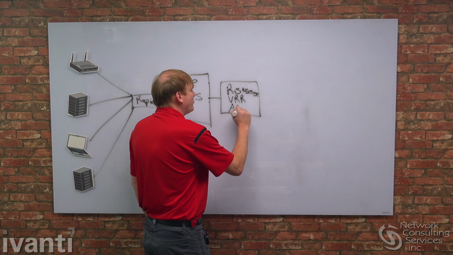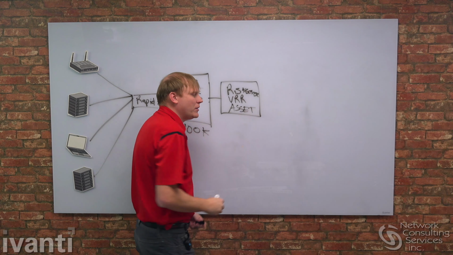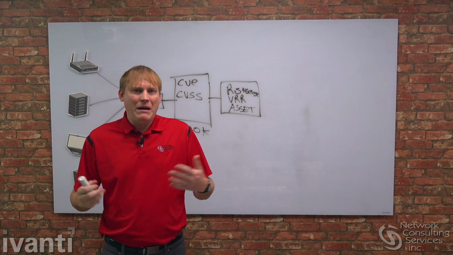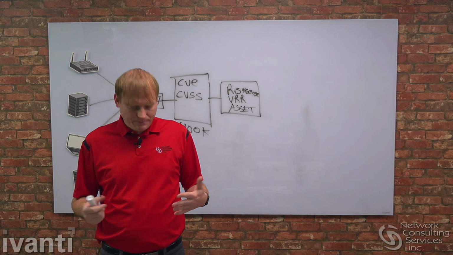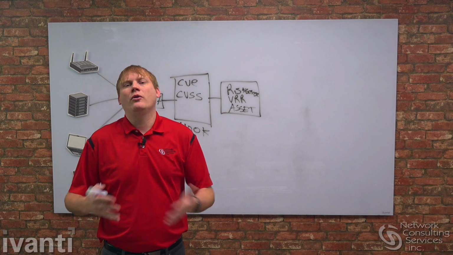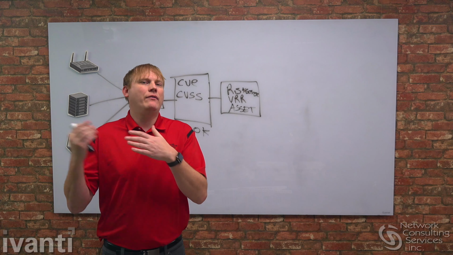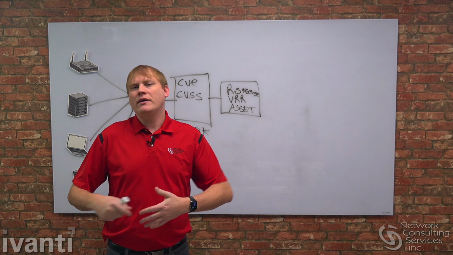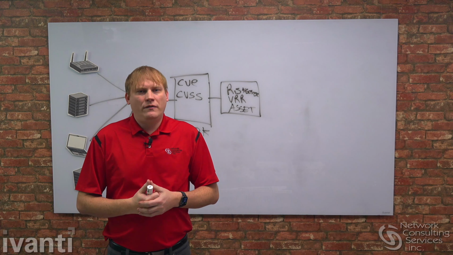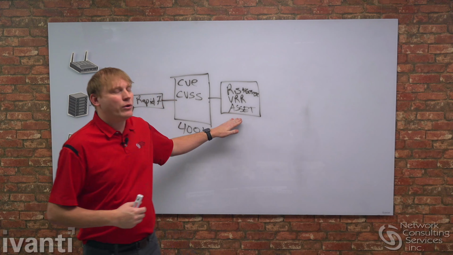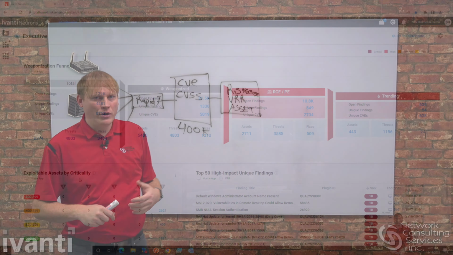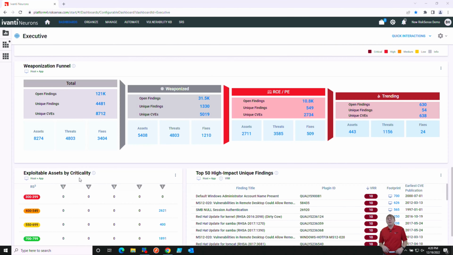And then additionally, those assets. Is your test print server the same as your main ERP server that has all your data on it? Well, no, they're not. They're different. So let's treat those a little bit differently and have a higher priority to fix production assets versus test assets. Those kinds of things. So I'll show our funnel on how we're going to describe all of that here soon. But here we have our weaponization funnel.